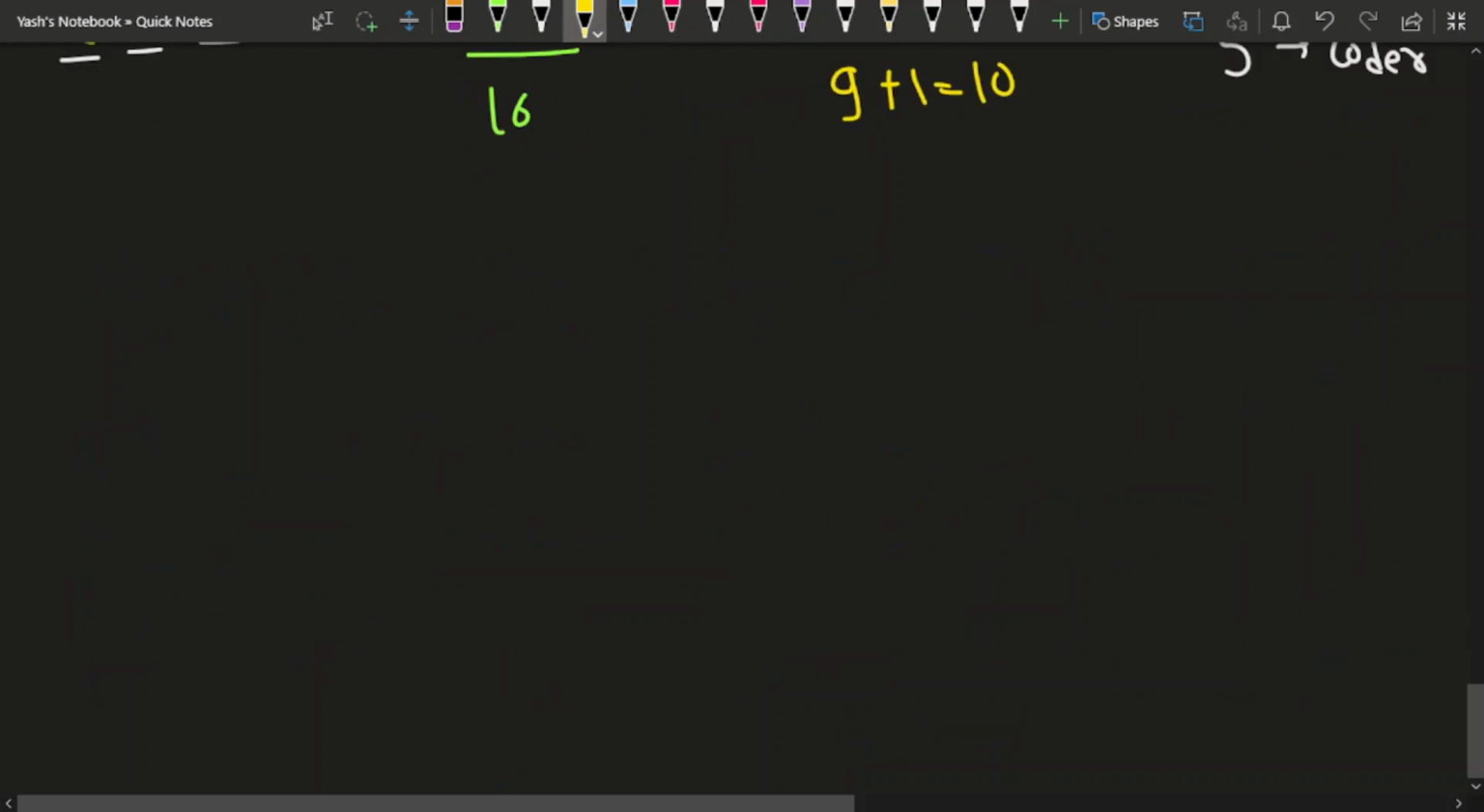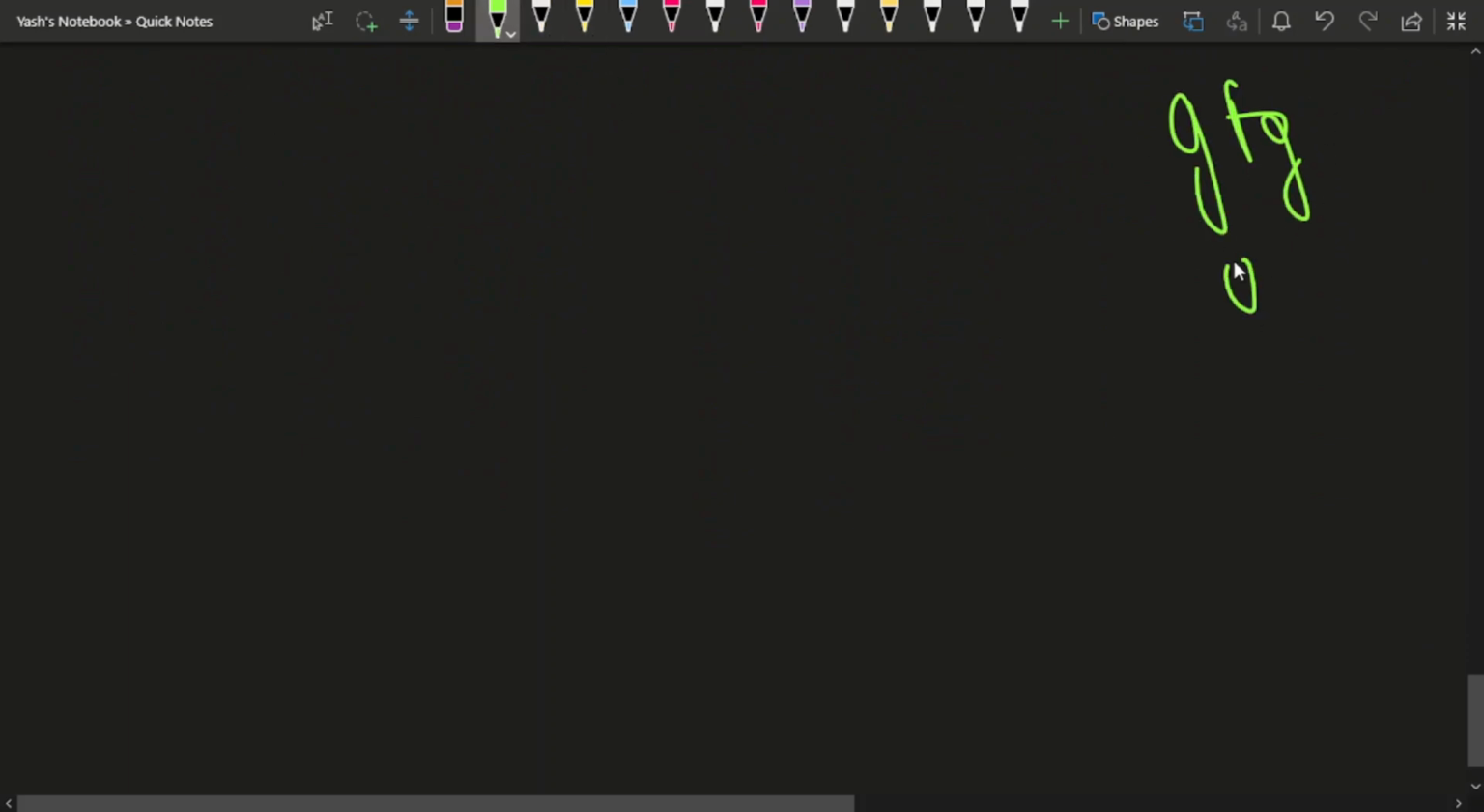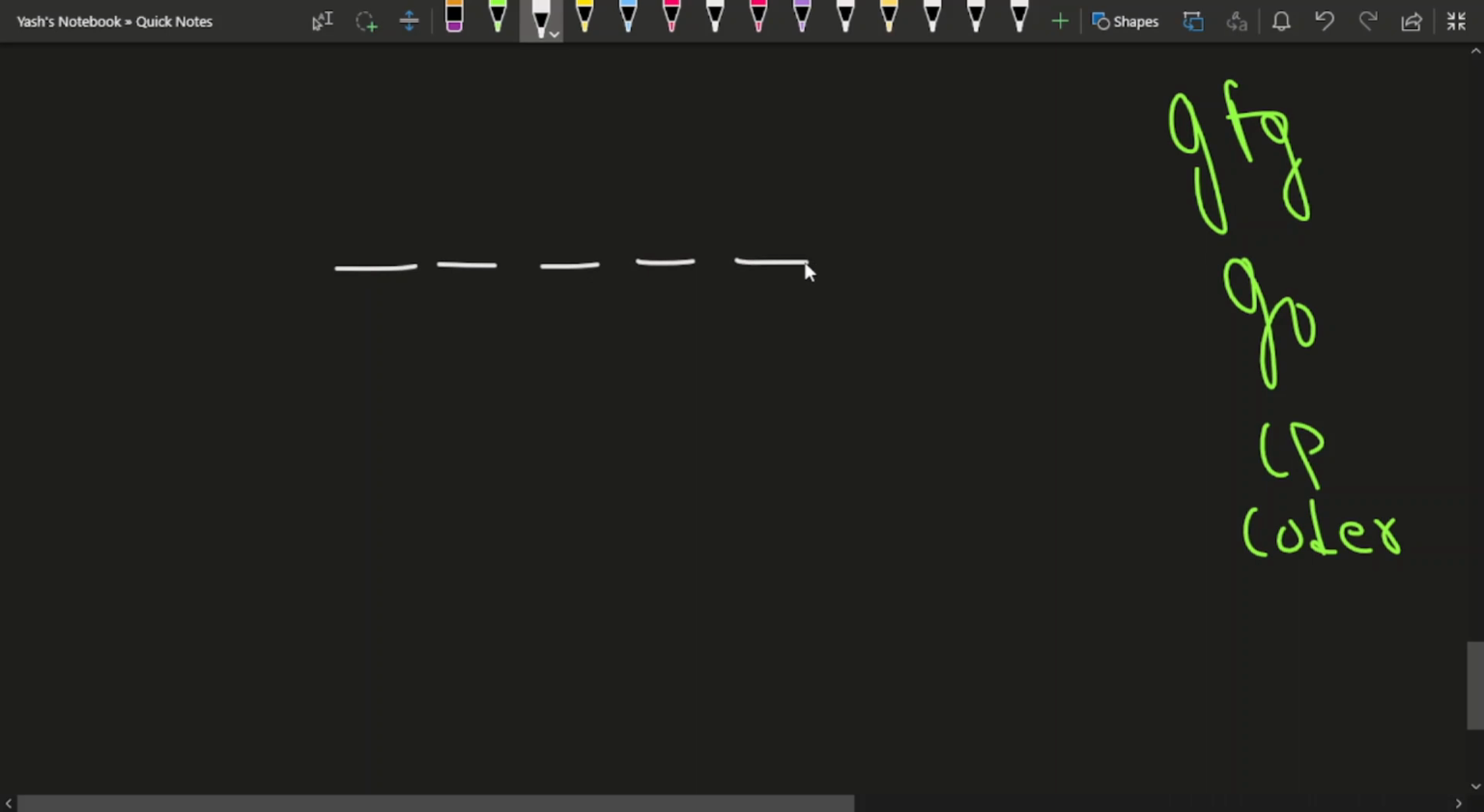So basically you can have several scenarios in front of you, right? Suppose let's say that there is a scenario like this. Suppose what you have is GFG, go, CP, and then coder, right? If you have these words, and suppose that there is a scenario such that you have these spaces, so you have 6 spaces.